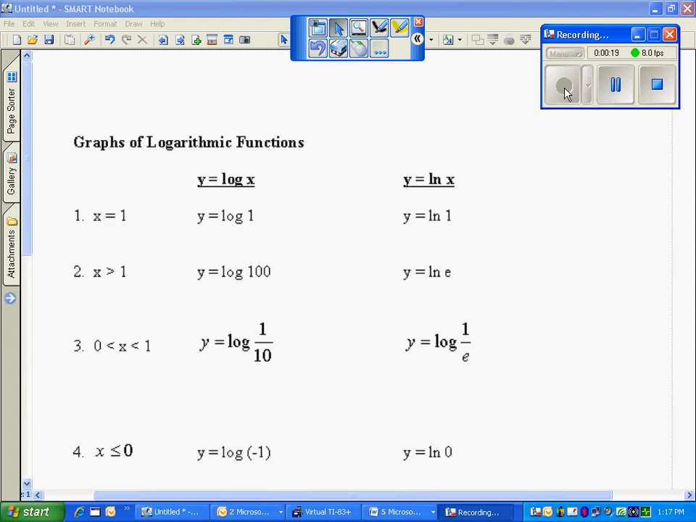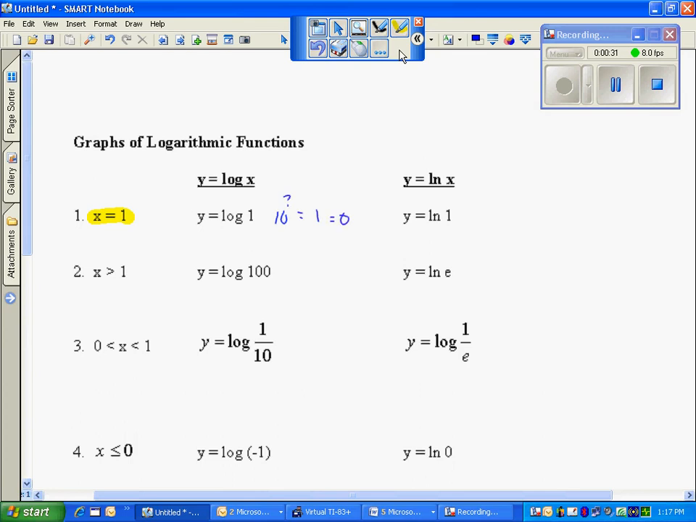So we'll start with the ordered pair 1. What happens when I plug 1 into this function? Well, the log of 1 is asking what is the exponent on 10 such that I get 1. And that answer is 0. And here, what is the exponent on e such that I get 1? And again, that answer is 0. So both scenarios here have the ordered pair: when I plug in 1, I get out 0.